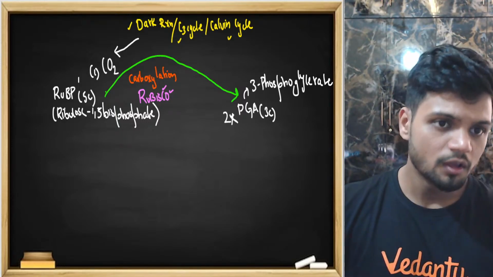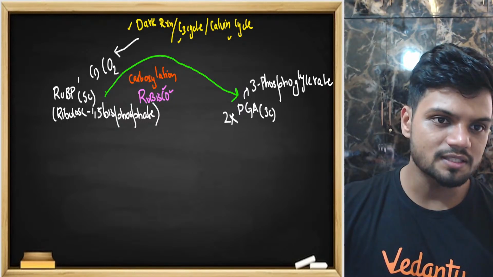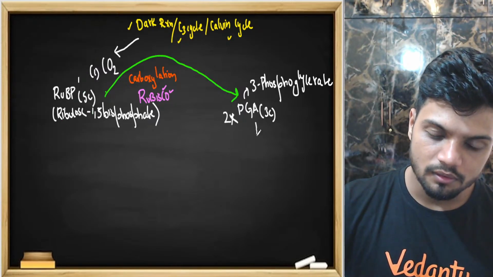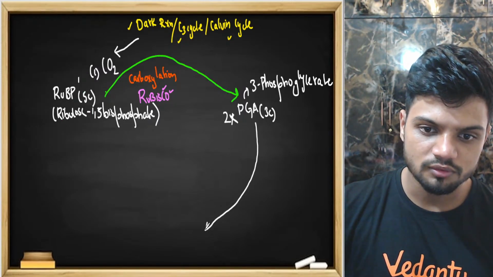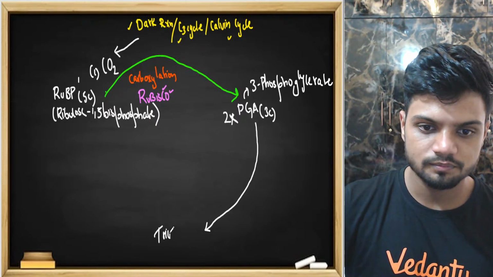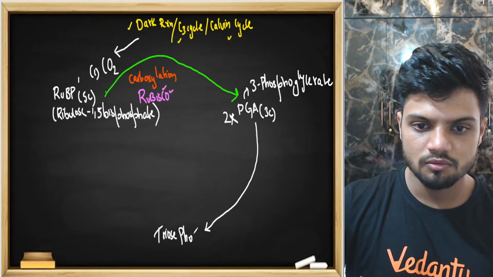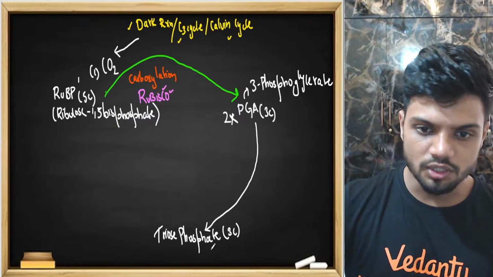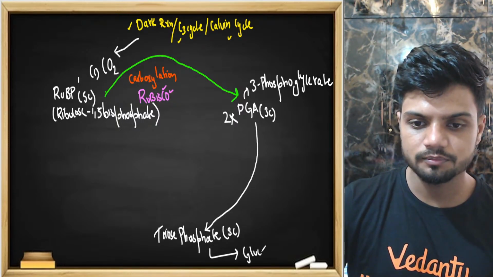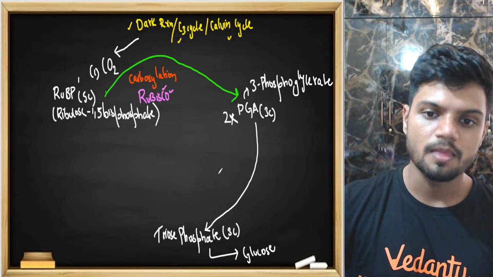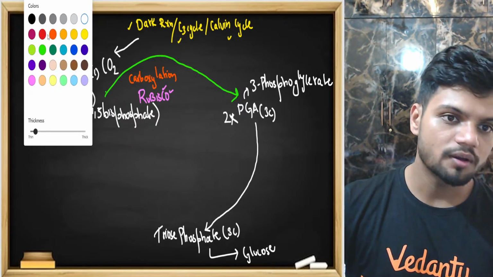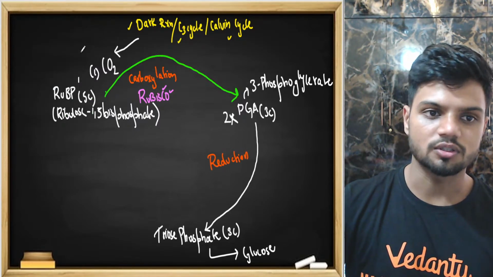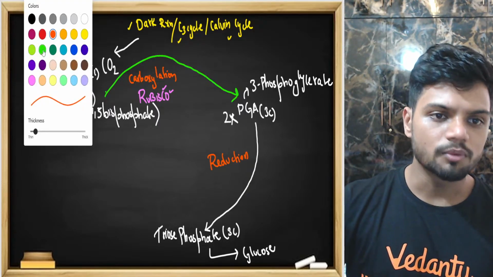Okay, carboxylation done. Now students, in the second step, this PGA will be converted to one more structure called triose phosphate. This triose phosphate is a 3 carbon molecule again, and it will eventually get converted to glucose. The second step is called reduction.